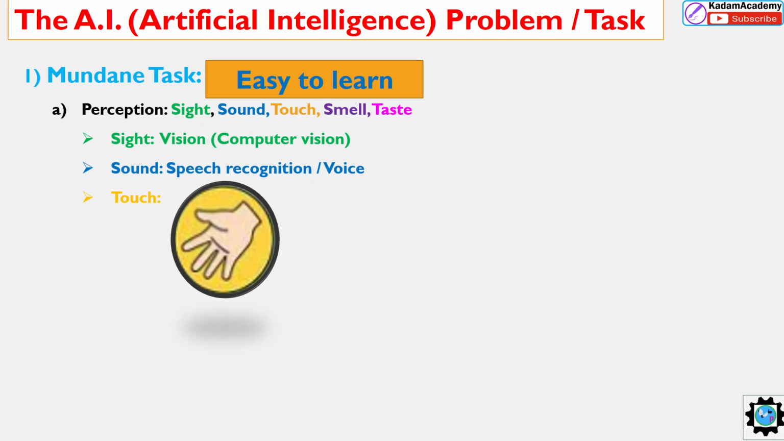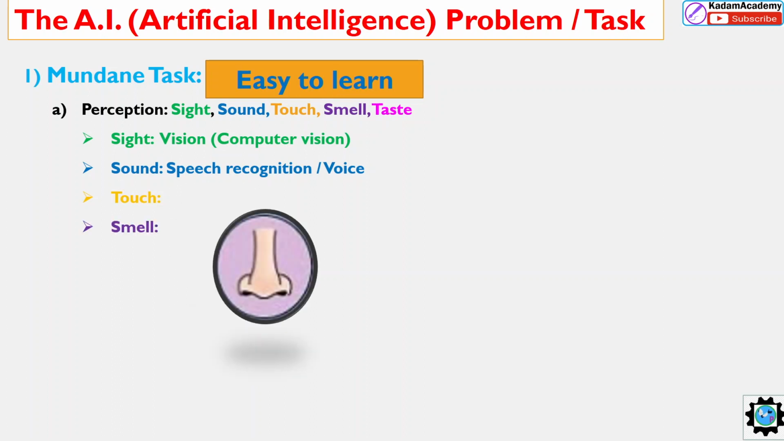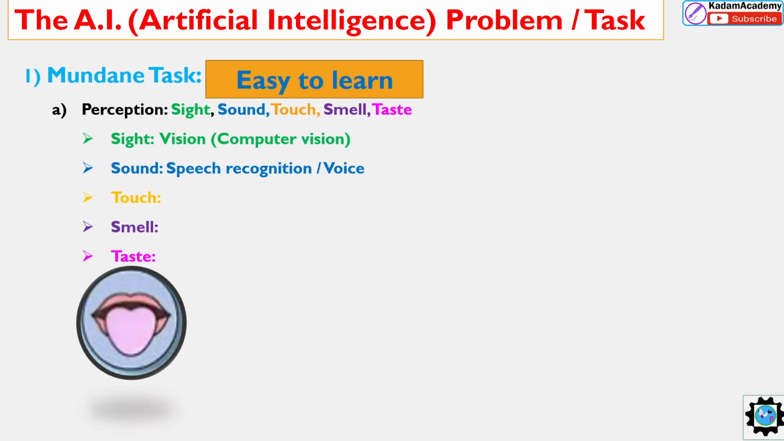Similarly, touch, smell, and taste. These three are within the scope of AI. Till now touch, smell, and taste do not work well, and research work is going on. So there is very much scope in these three areas where we have to do the work. You can get new problems.